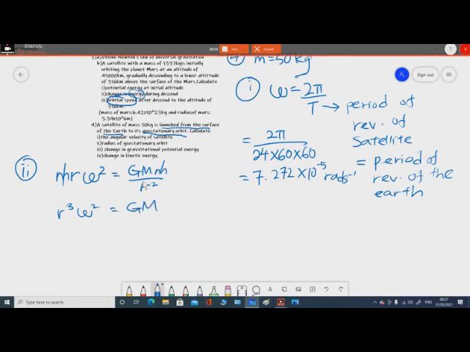So we know the mass of the Earth. Wait a second. The mass of the Earth given is 5.97 times 10 to the power of 24. Sometimes the mass of the Earth is quite different.